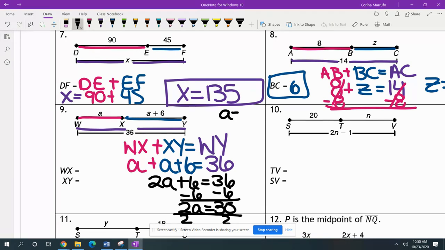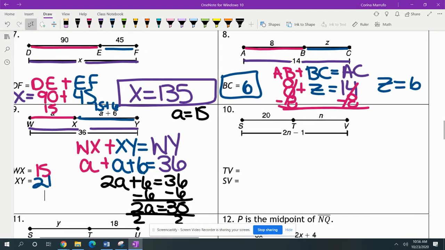Okay, but they're not asking us for A. They're asking us to find from W to X, and from X to Y. So when I plug it in here, from W to X ends up being 15. And then this one is going to be 15 plus 6, which is 21.